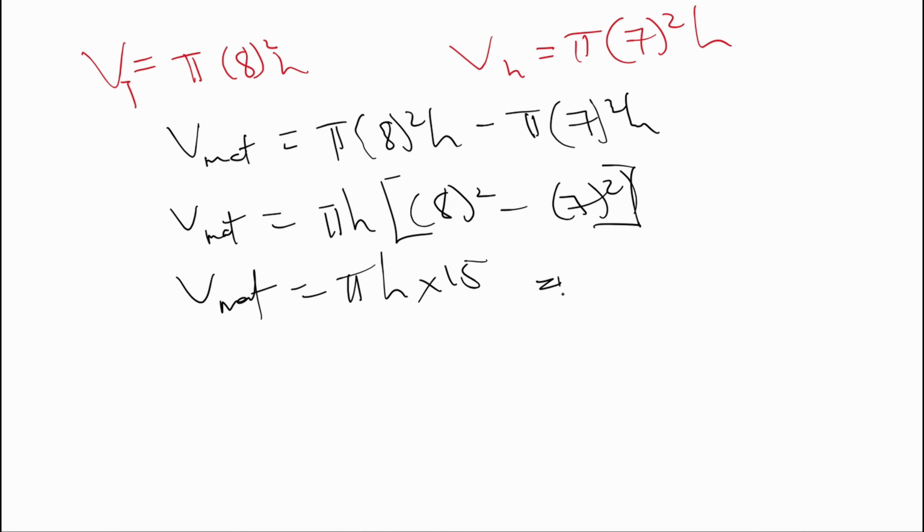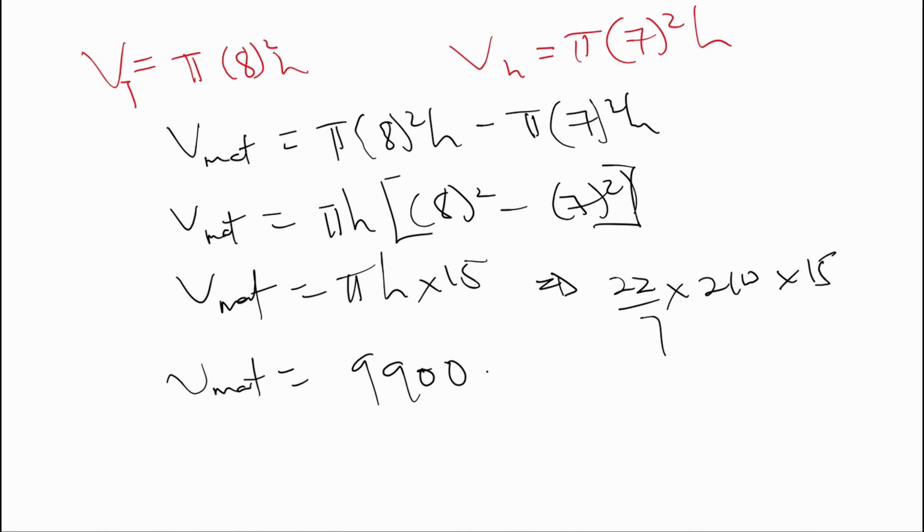So this will be equal to 22 over 7 times 210 times 15. When we punch it on our calculator, our V mat should be equal to 9,900 centimeters cube. Alright, so this brings us to the end of question 4a.